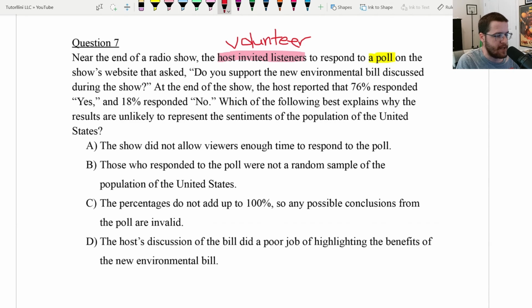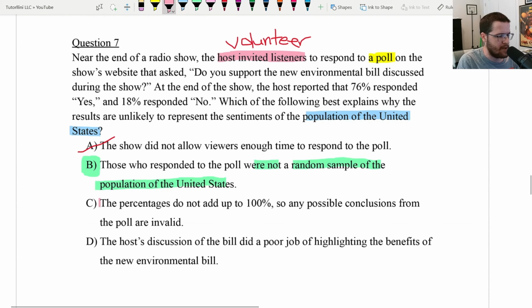Okay. All right, let's look at the answers. The show did not allow viewers enough time to respond to the poll. That's irrelevant. No idea what that's talking about. Remember, we just talked about the idea that we need a random sample that represents the population of the United States. That's what we want. Okay, B. Those who responded to the poll were not a random sample of the population of the United States. Oh, that sounds good. Yeah, they were just volunteers from the radio show audience. That is exactly the problem we were just talking about.